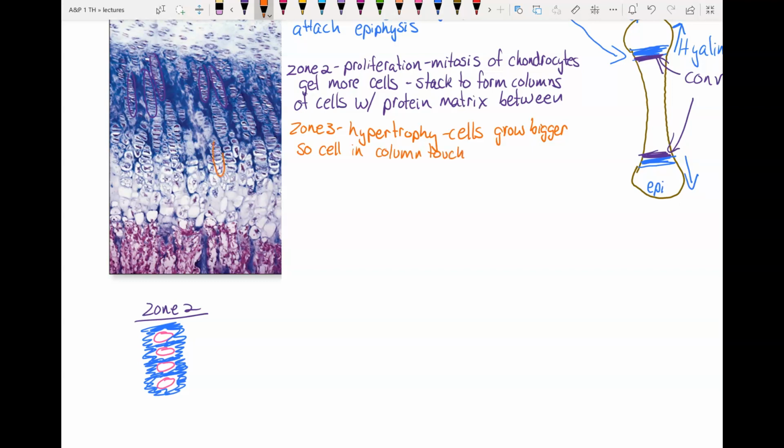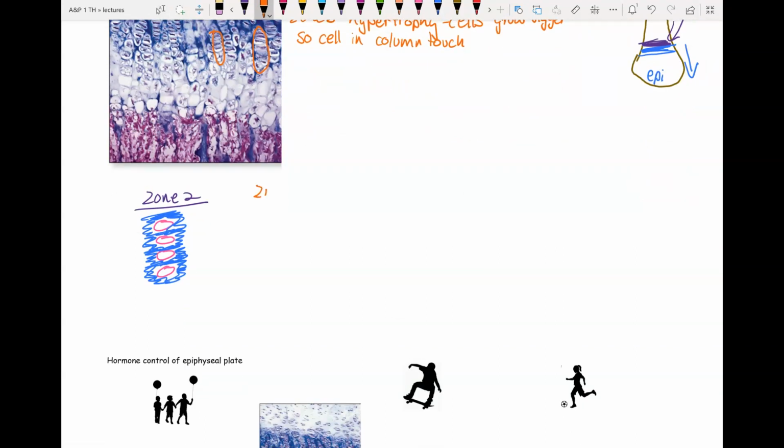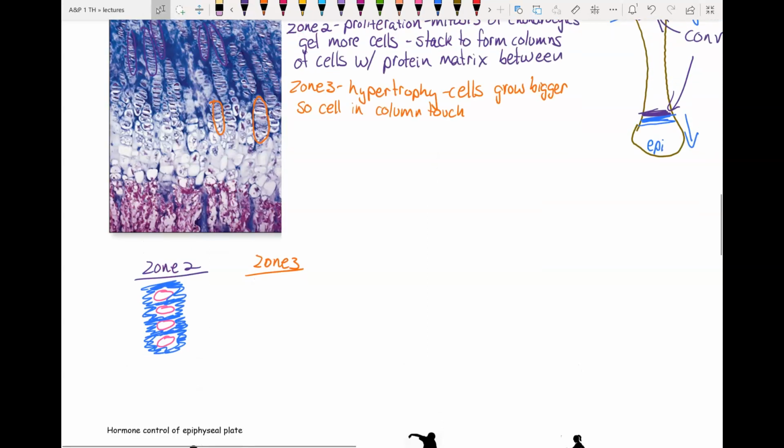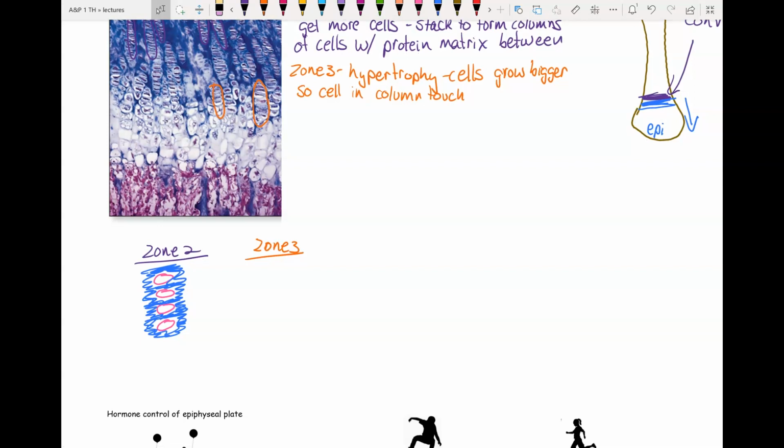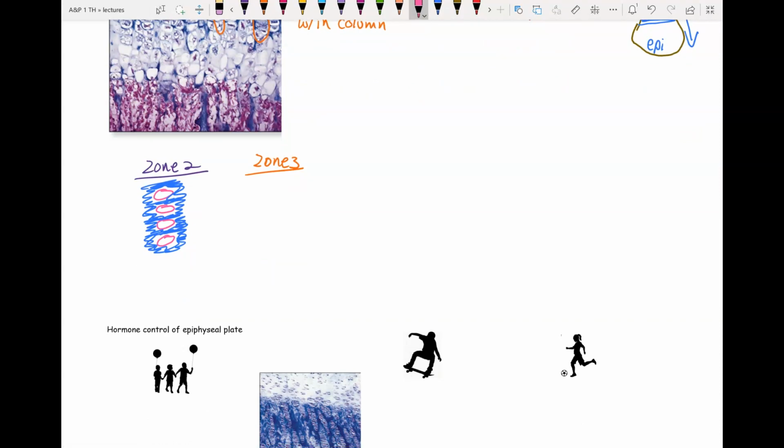So here are our columns. And notice you can see the cells are bigger and they're touching each other. Because now the cells are touching each other, the protein that was separating them is dissolved. So you dissolve the protein that is within a column. Down here with zone 3, our cells have grown taller, and they're touching. As they grow together and touch, they dissolve the protein within them, but you still have the protein on the sides. So now you have a column of cells that are touching, and you have protein on each side of that column of cells.